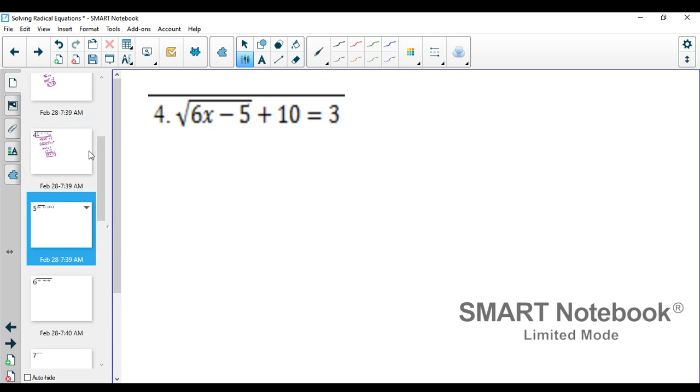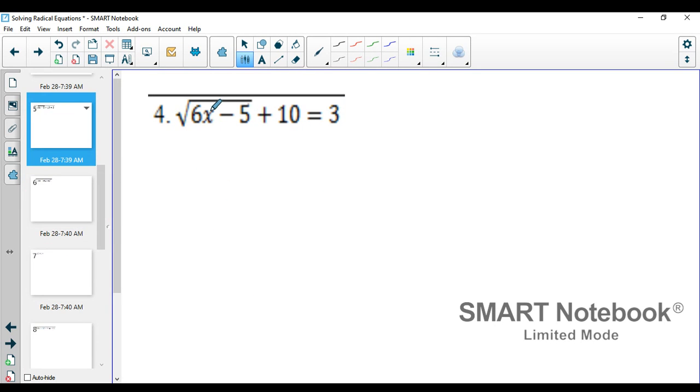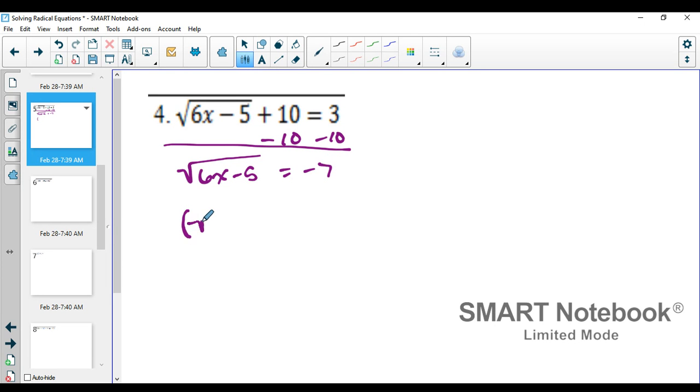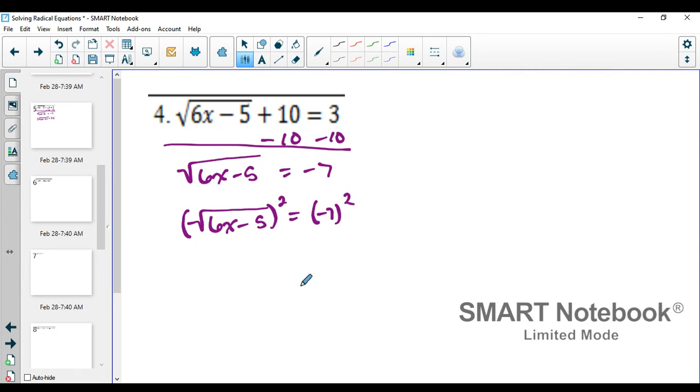All right, so for number 4, we're trying to get the square root of 6x minus 5 by itself. So our first step, subtract 10. So we have the square root of 6x minus 5 equals negative 7. And then since it's square root, we have to square both sides. So we have 6x minus 5 squared equals negative 7 squared. So the square root and the squared cancel each other, and we have 6x minus 5 equals, and the negative 7 squared is 49. And now we just have a two-step equation to solve.